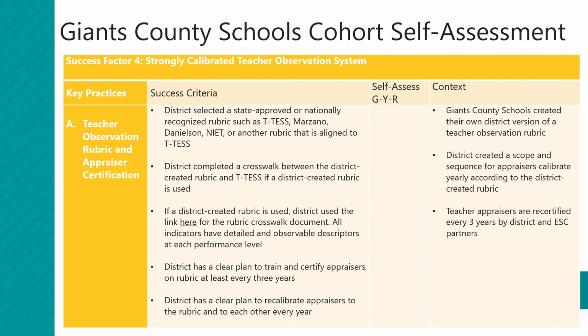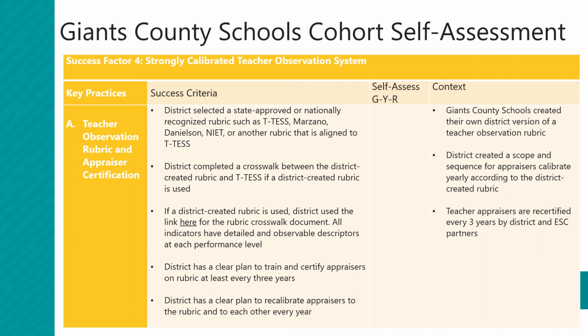And since a T-Test alignment is not proven based on the context, that means that they most likely did not use the link, which is available here for the district crosswalk document. So far it is yellow because we know that a rubric is used, right? So it would be red if no rubric was used. However, we do know that Giants County Schools is using their own rubric. We just don't know how aligned or not it is to T-Test.